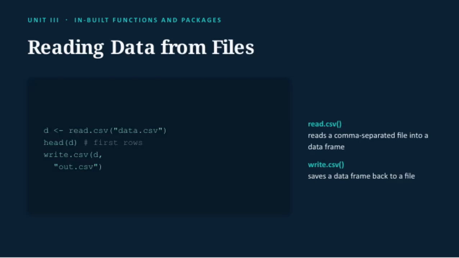Let's talk about reading and writing data with built-in functions. The read.csv function pulls in a comma-separated file and turns it into a data frame, a structure we can easily work with in R. Once we have our data, we can peek at the first few rows using head. When we're done, write.csv saves our data frame back to a file. These functions make moving data in and out of R straightforward and efficient.